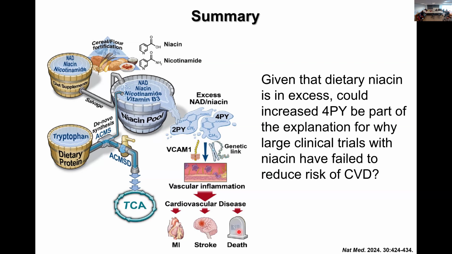Anyway, so the question is this: given that dietary niacin is in excess, could increased 4-PY be part of the explanation for why large clinical trials with niacin have failed to reduce risk of CVD? You can raise HDL levels effectively with niacin, but as far as I know, the largest clinical trials that came out in the last 5-6 years really didn't show any benefit. And could this be part of the explanation? Yes, you're giving niacin, you're increasing HDL, but at the same time, you're also increasing these downstream metabolites. And so Stan was trying to get his hands on plasma from the niacin trials to see if, in fact, 4-PY and 2-PY did really spike, and that maybe could be the explanation.